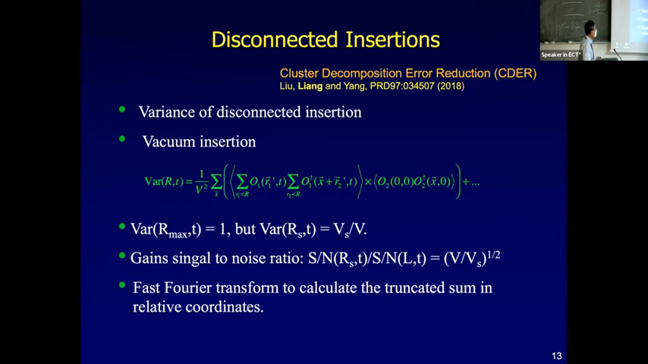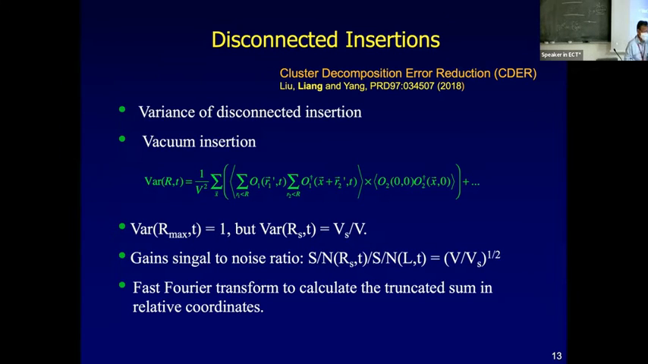One can look at the variance of the disconnected insertion. You can look at the variance of this property. You have operator 1 or operator 2. Operator 1 will be, say, a strange loop, and operator 2 will be the nucleon propagator. Because of the variance, you have O2, O2 dagger, O1, O1 dagger.